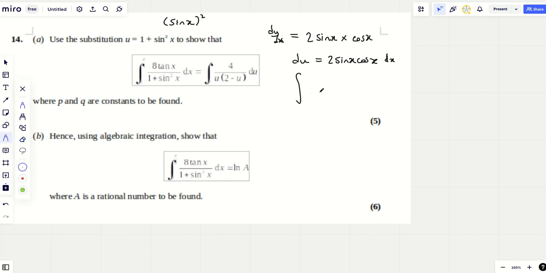Okay, so what do we get? We get 8. I am going to write down the tan x as sine x over cos x, though, over 1 plus sine squared x. Well, I really want to get this in terms of u, so I'm going to write it in terms of u, multiplied by 2 sine x cos x dx. Yeah?